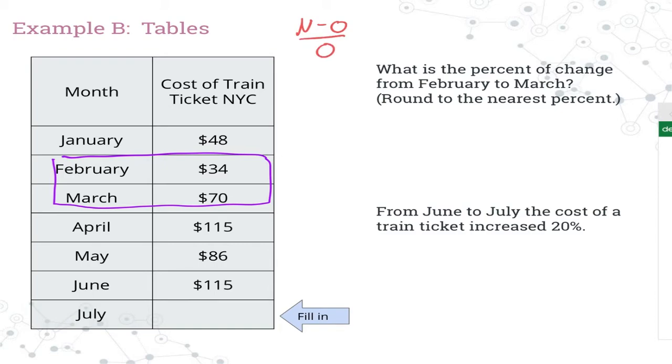So the new amount in this particular case is going to be March, because March comes after February in the calendar. So our new is going to be $70 and 34 is our old dollars. Now we could do our subtraction, division, turn it into a decimal, move our decimal 2 places to the right and get a percent. Or we can use our friend, the Desmos calculator.